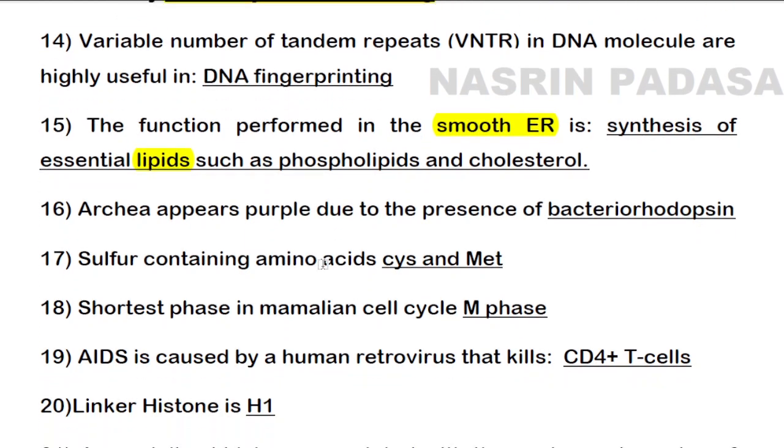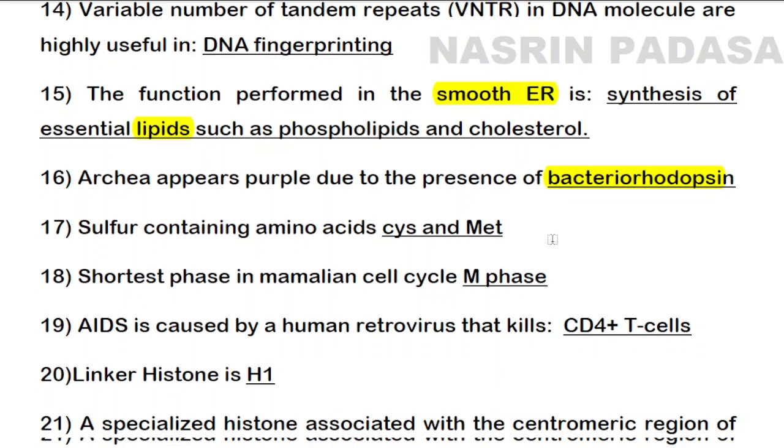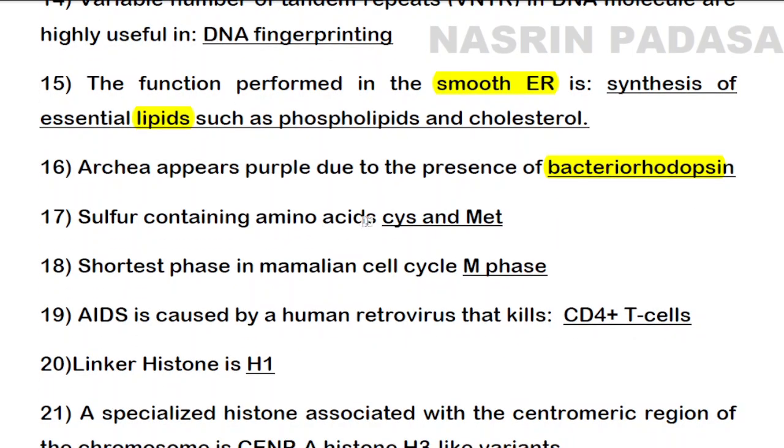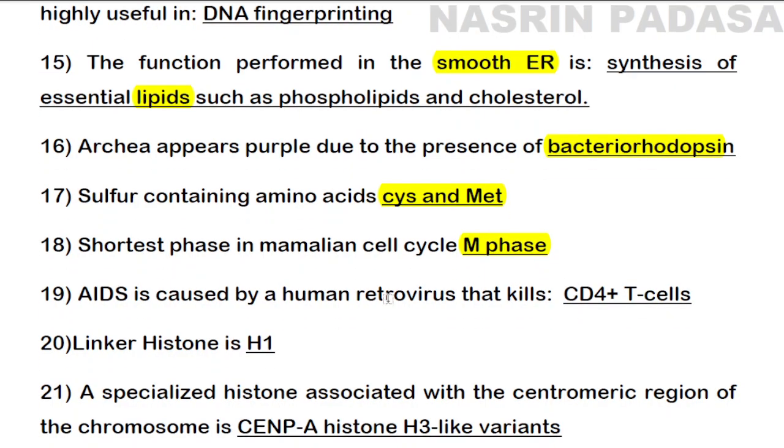16th question. Archaea appear purple in color because of the presence of bacterial rhodopsin. 17th question. Sulfur containing amino acids include cysteine and methionine. 18th question. Shortest phase in mammalian cell cycle is mitotic phase, and don't click on G0 phase. G0 phase is not a shortest phase. It is coming under the interphase. So shortest phase in mammalian cell cycle is here M phase.